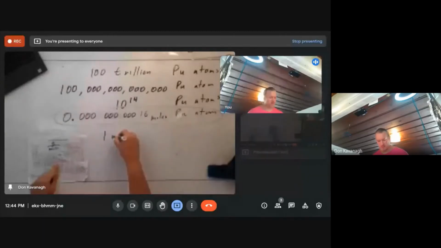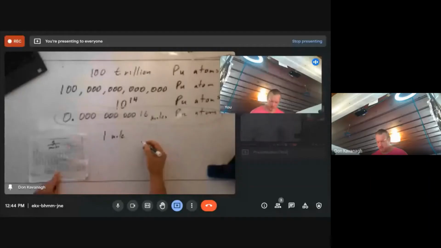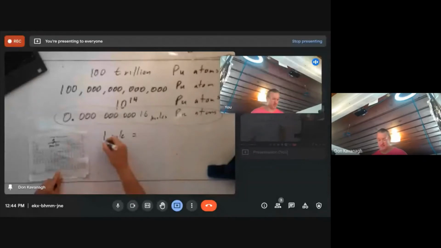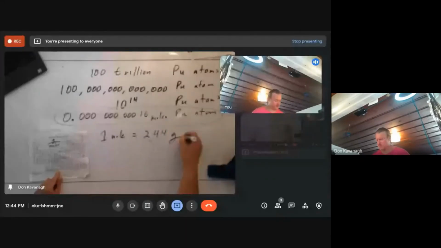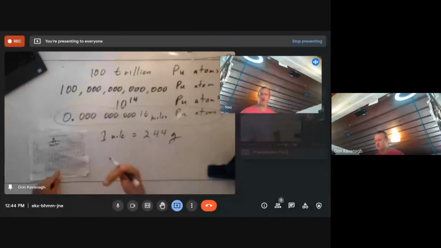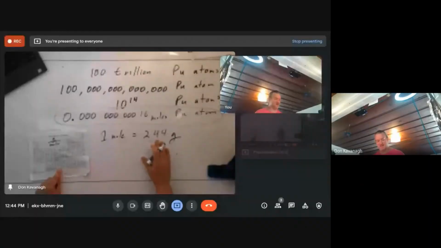So if you have 1 mole of plutonium, where is it here? 94. My periodic table has 244 in parentheses. I'm sure there might be a more accurate number out there, but 1 mole of plutonium is going to weigh 244 grams. And that is off the periodic table.